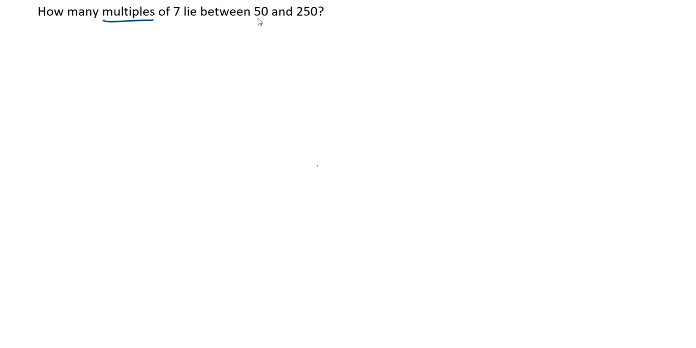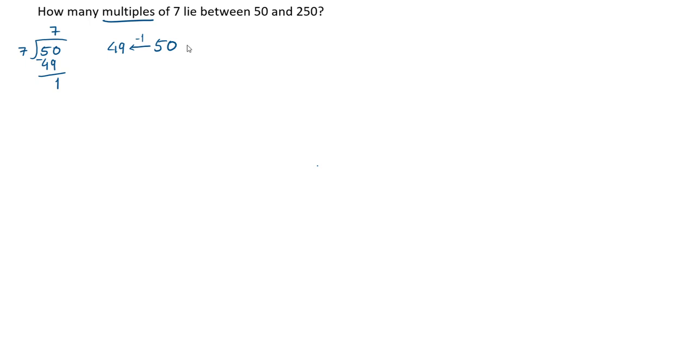For example, here we have 50, right? If I try to divide 50 by 7, I will find that 7 times 7 gives 49 and the remainder is 1. Now what does this 1 indicate? That this number 50 is 1 more than a multiple of 7, right? So if I take away this 1 from 50, I will get a multiple of 7, which is 49.